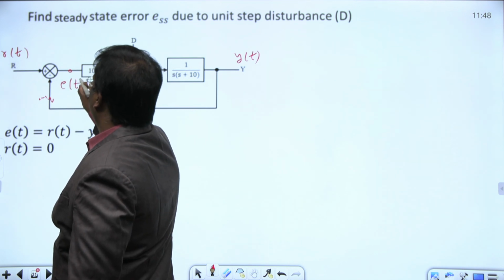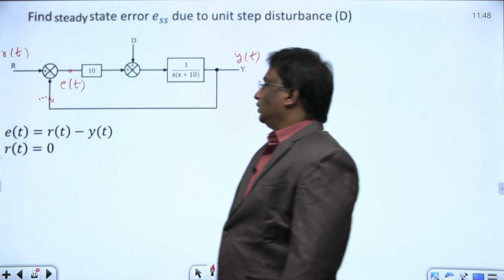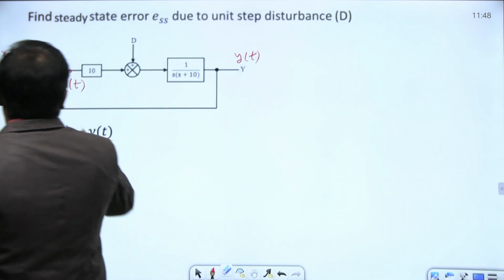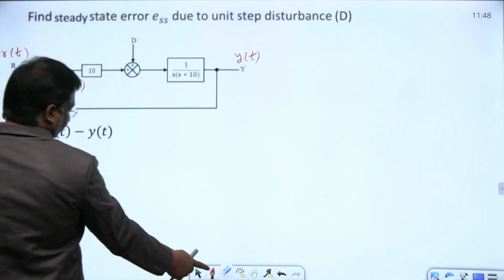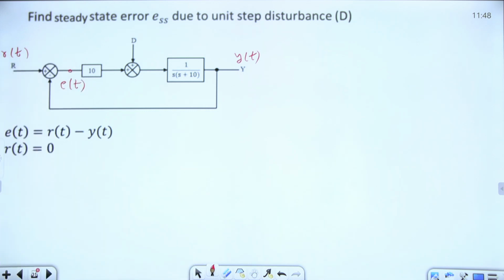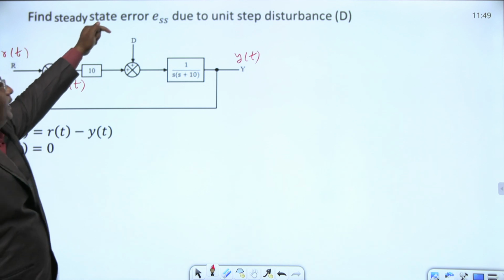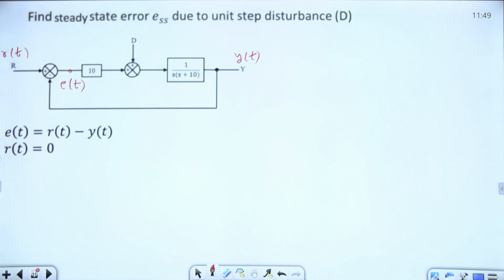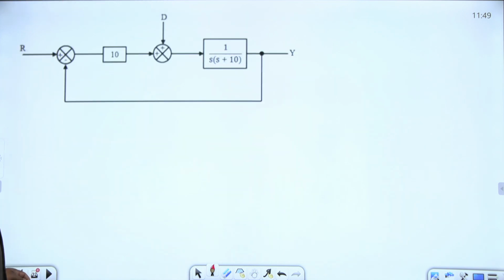This is the E of t. The difference between that input and output is nothing but your error signal E of t. Right now here this R of t equals 0. Some disturbance is getting added, a unit step disturbance is getting added. Then what is the steady state error they are asking to find out? Everyone, let us derive something here.